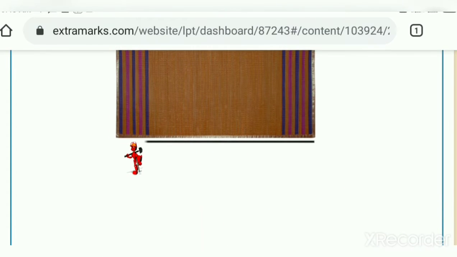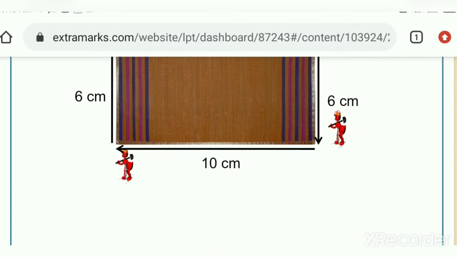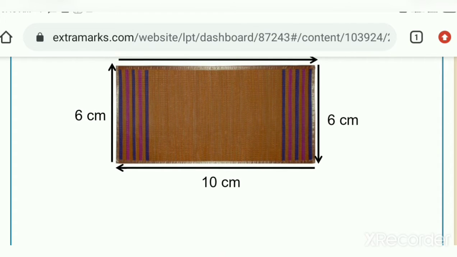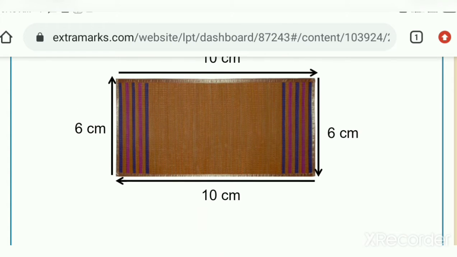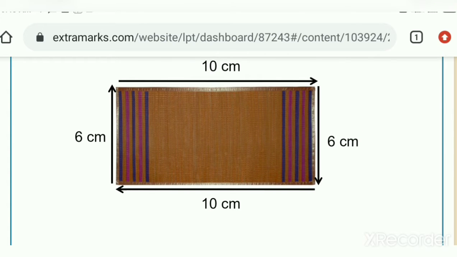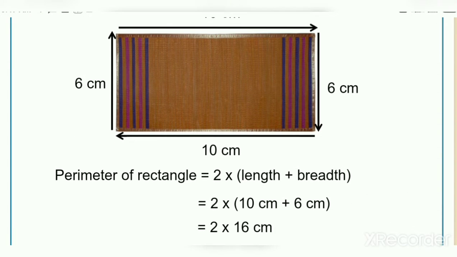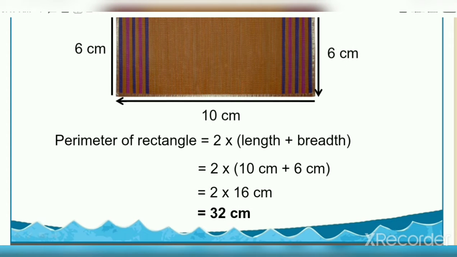Now, here is an example. This is a rectangular mat, and we have to find out the perimeter of this figure. The given length is 10 centimeters, and breadth is 6 centimeters. We know that perimeter of a rectangle is equal to 2 times (length plus breadth). So total is 2 multiplied by 16 centimeters, and the answer is 32 centimeters.